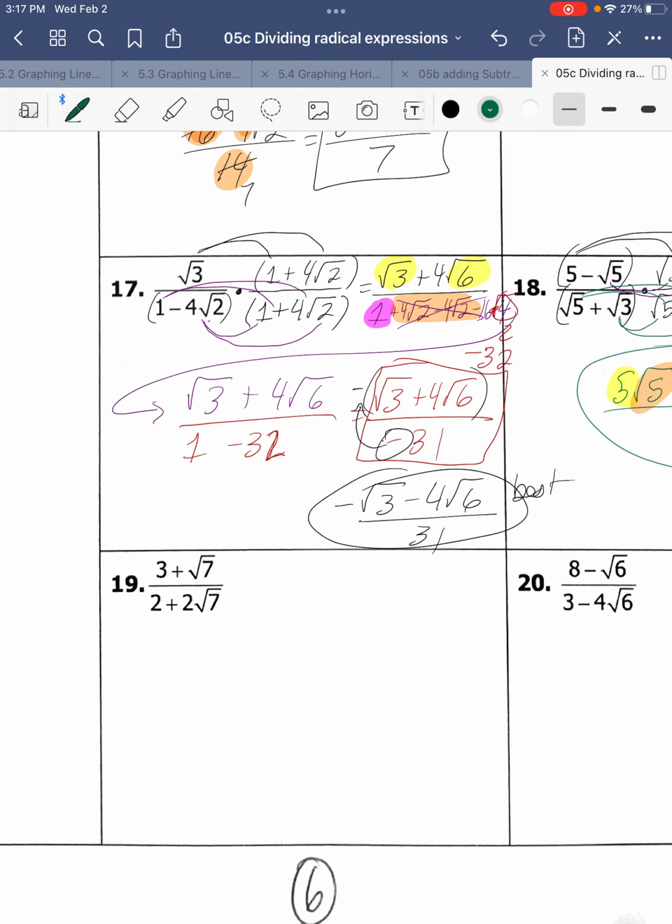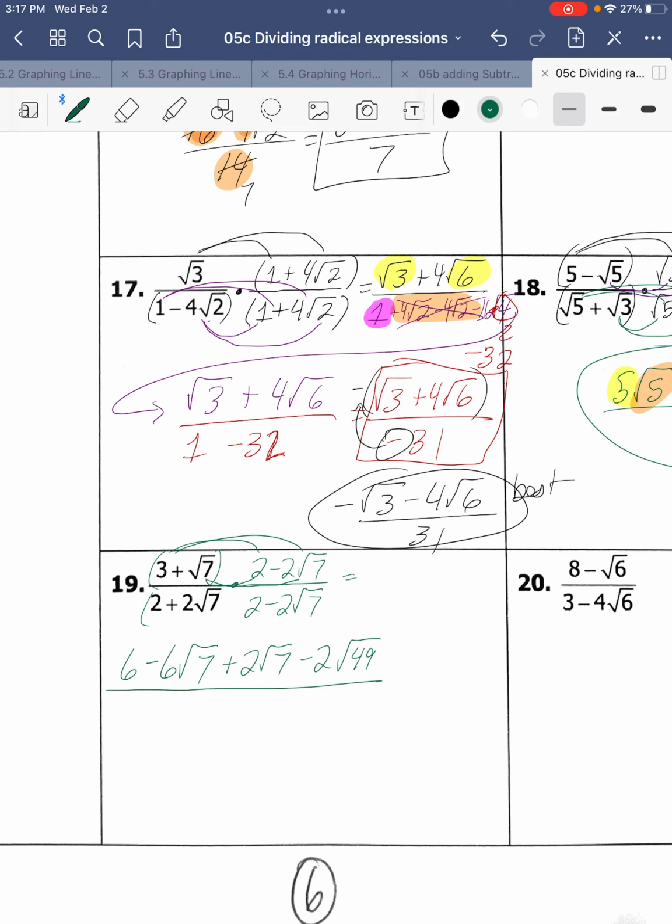All right, number 19. Let's multiply by the conjugate, 2 minus 2 square root of 7. So binomial, so I'm going to multiply 3 times 2 is, I'm actually going to do this down below so there's more room. 3 times 2 is 6. 3 times a negative 2 square root of 7 is negative 6 square root of 7. Square root of 7 times 2 is positive 2 square root of 7. Square root of 7 times a negative 2 square root of 7 is negative 2 square root of 49.